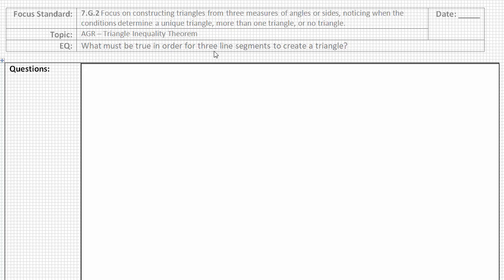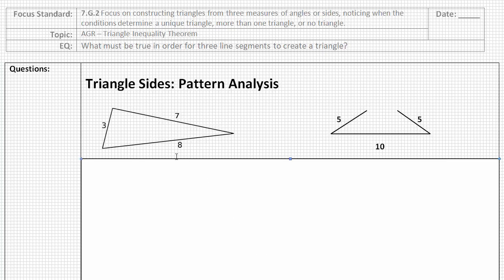Please take a moment, pausing the video if you need to, to copy down the topic and essential question into your header, along with today's date. Set your question column and your note column, and resume the video when you're ready to begin. We are going to be looking at triangle sides, and when we're given 3 different sides, can we determine when they'll make a triangle and when they won't.